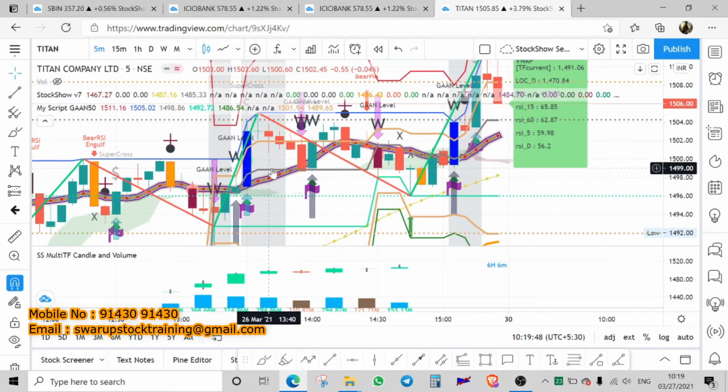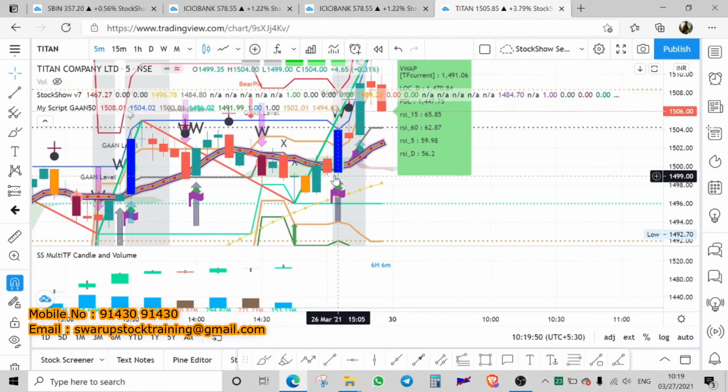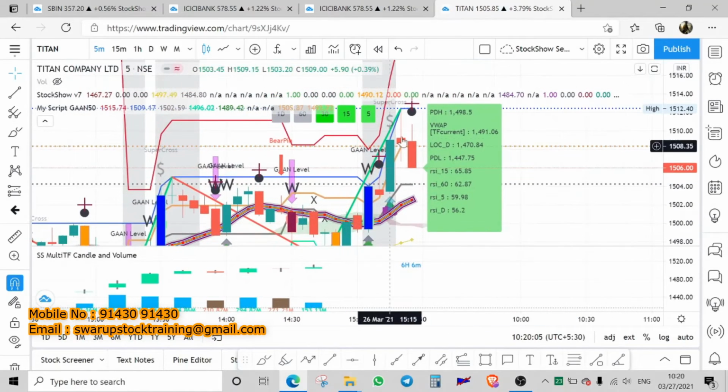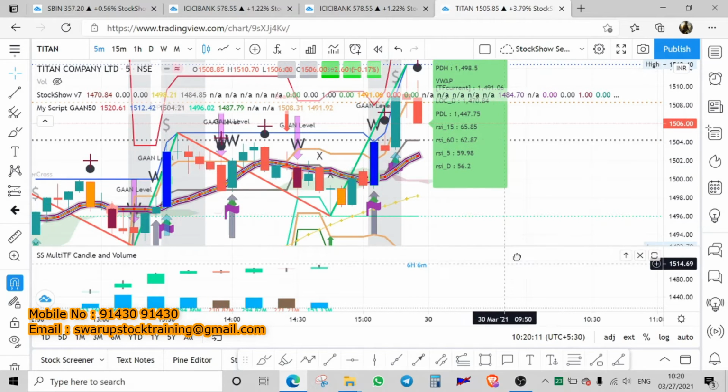So this is why the scanner plays a big role. Here also you have got a scanner. The moment you get this, immediately on a running market you can take a call. From 15 it opened at 1499 and it was plotting a scanner here. 1499, the stock in 2 candles has jumped to 1512. So if you want that kind of move, yes, you can do that.